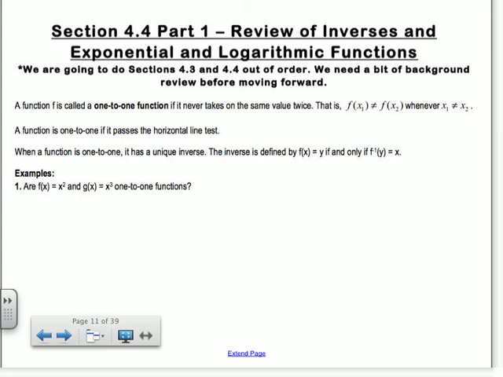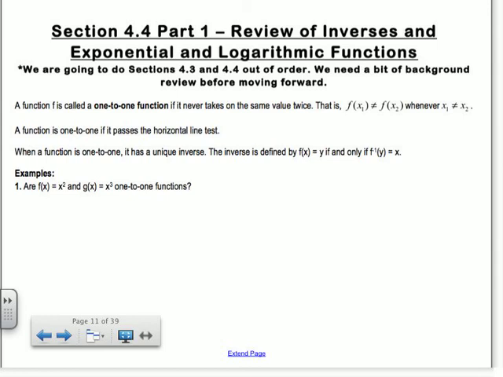All right, so a function f is called one-to-one if it never takes the same value twice. So in other words, f of x1 is never equal to f of x2 whenever x1 is not equal to x2. So you're not going to have the same y value. A function is one-to-one if it passes the horizontal line test. So it's a function if it passes the vertical line test. It's one-to-one if it passes the horizontal.